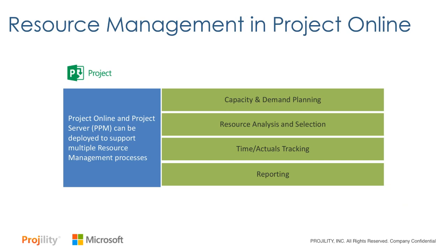There's a time and actuals tracking, which gets you to that first bullet. What are my people working on today? And then there's reporting, so you can pull out, what are my future needs? Where am I versus where I should have been? This is all built into PPM and Project Online. It's a matter of planning and deploying it based off your organization, your process, and your requirements.